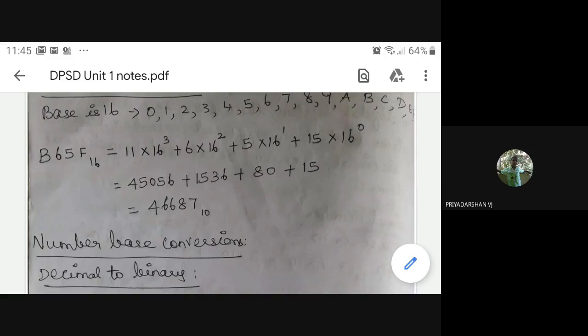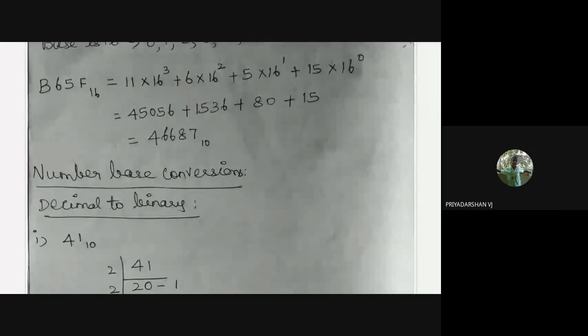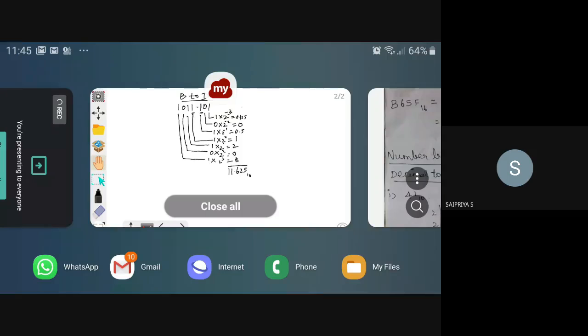So in order to convert one number system to decimal value, you have to multiply by its base with a place value. Is it clear? Is it clear, or you want me to work out and show you? Is it clear or not? Clear, ma'am.